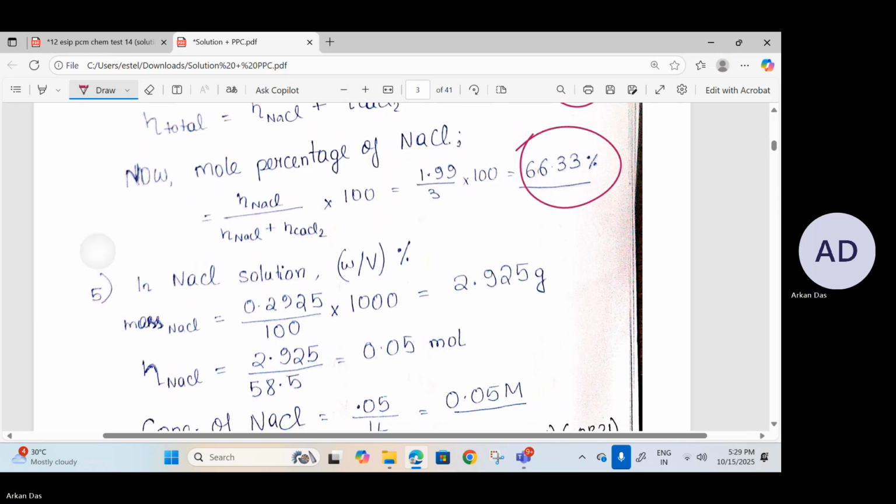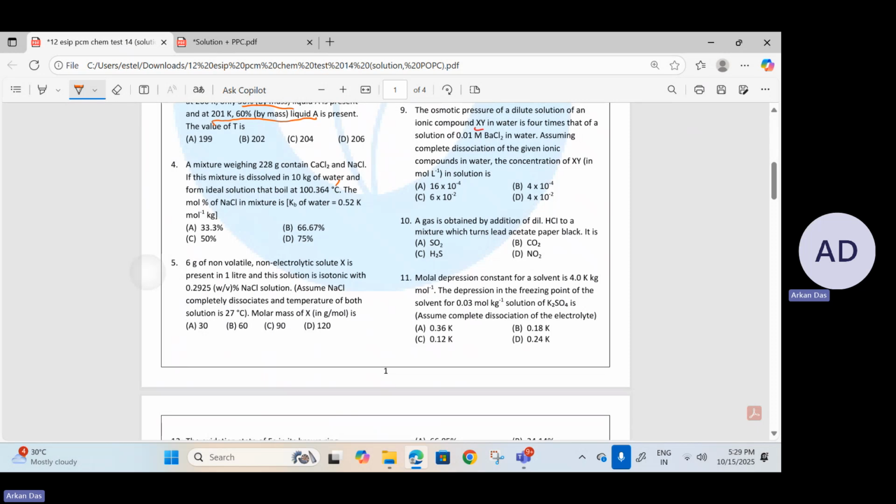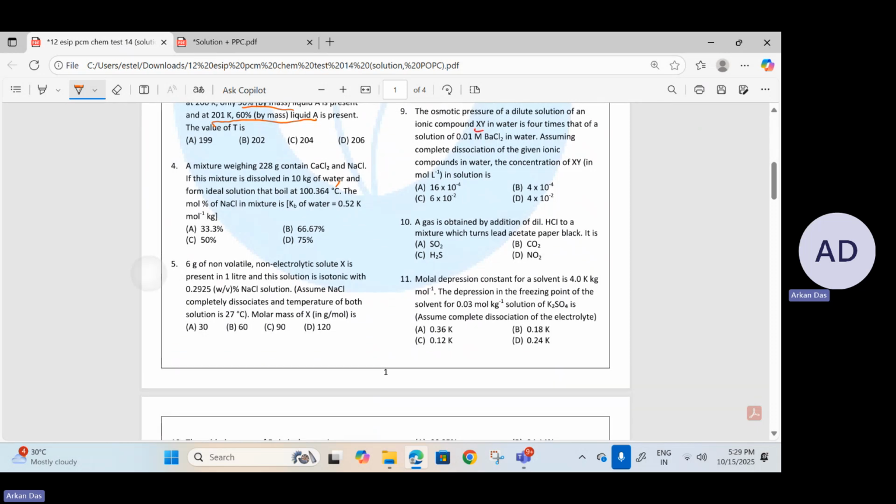66.33%. Full stop. Let's go for question number 5. 6 gram of non-volatile non-electrolytic solute X is present in 1 liter and this solution is isotonic. Again, isotonic means same osmotic pressure with this much volume weight percentage of NaCl solution. Isotonic means they are of equal osmotic pressure.